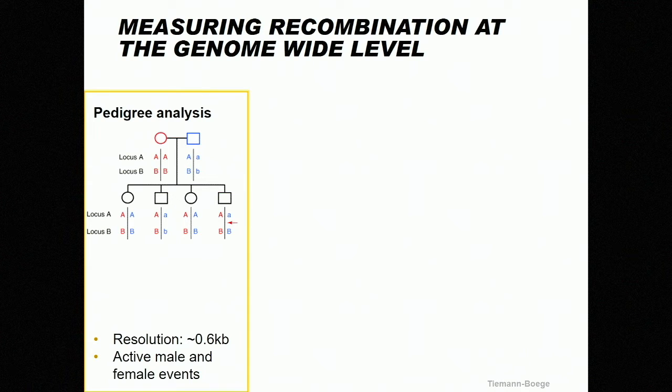And as we keep having more data on human pedigrees, doing whole genome sequencing, or also doing whole genome sequencing on crosses of mice, as Simon has been doing, we start getting more information at a fine resolution of where these crossovers happen. I think the best analysis, now published in 2019, gets us a resolution of 600 base pairs. It has the advantage that it represents active recombination, so it's actually happening now, and it's taking into account both male and female events.